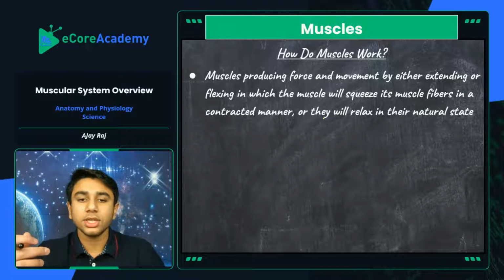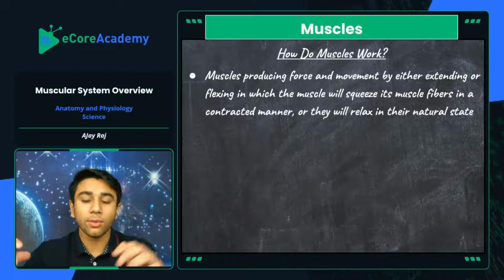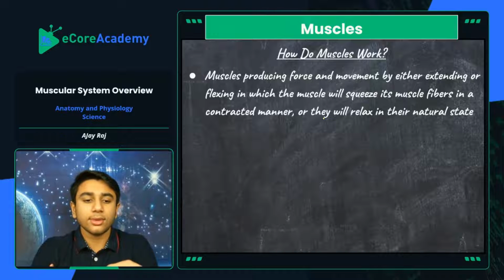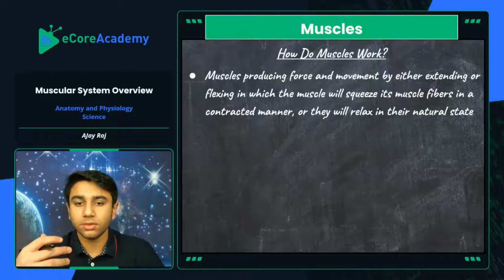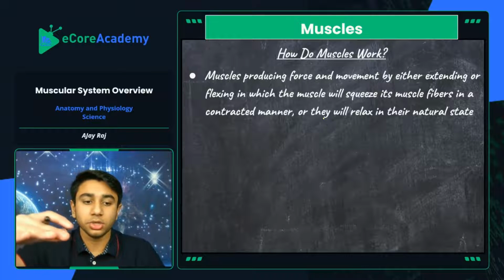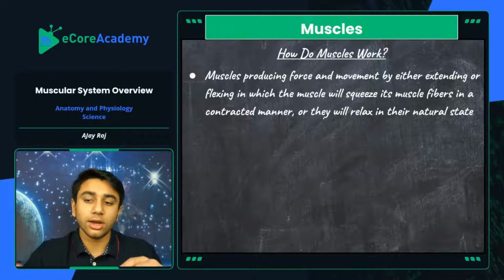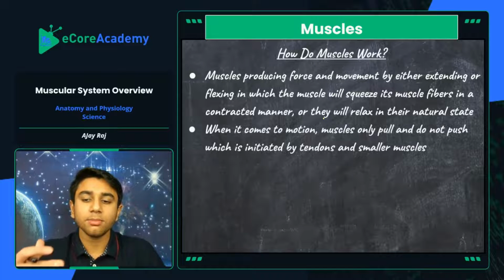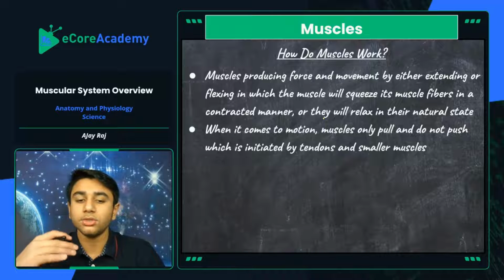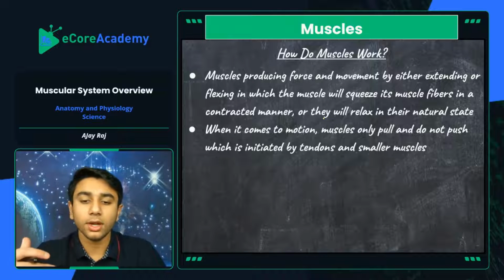And when you relax, the muscle itself actually extends outwards, it stretches outwards. That's why when you're stretching, you're actually just extending, meaning you're keeping your joints straight rather than bent, in which you engage the muscle. This time you're stretching that muscle, in which the muscle fibers will actually stretch out and remain in a relaxed, natural state. And when it comes to motion, muscles only pull and do not push. And this is very important. So they're initiated by tendons and smaller muscles.